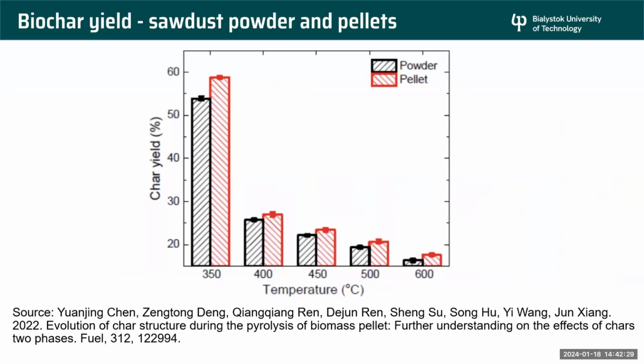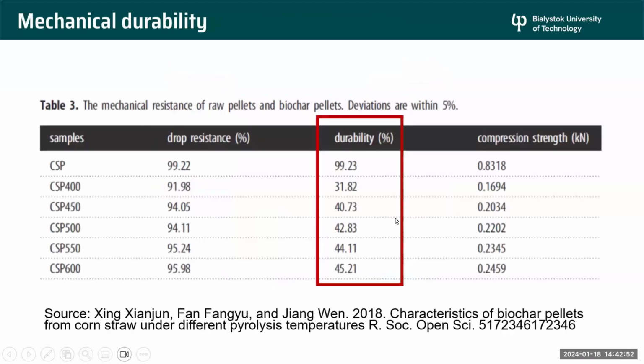However, it was noted that pellets, if they are processed in comparison to powder biomass of the same type, can provide us higher biochar yields. However, as we tested later in our own studies, not in all cases does this work that way.